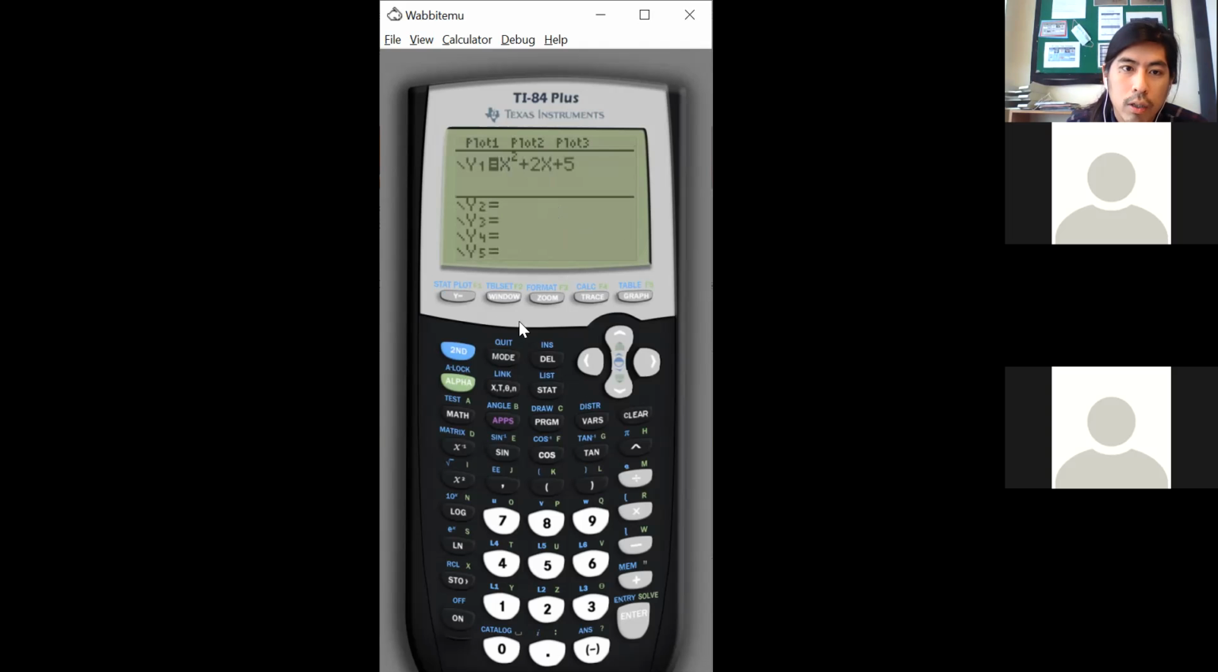Mr. Lu, how do you graph it? You hit this graph button on the right here. Yeah, if I do that, it gives me an error. How did you? Do you have y1 equals like me here? Yes. X squared plus 2x plus 5. And then you hit graph. What kind of error does it say?